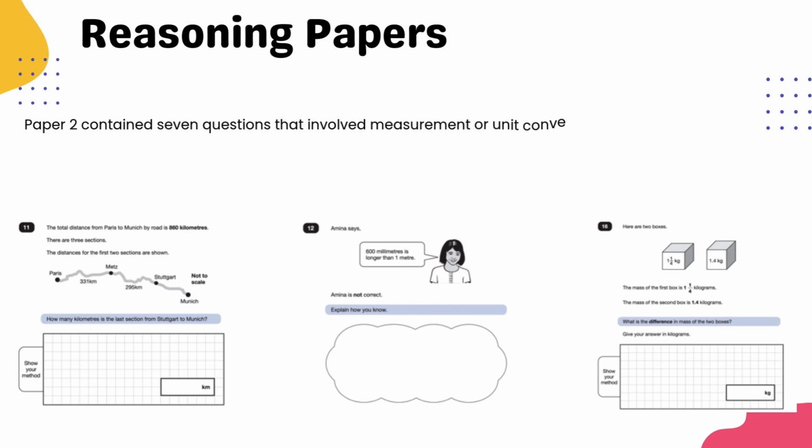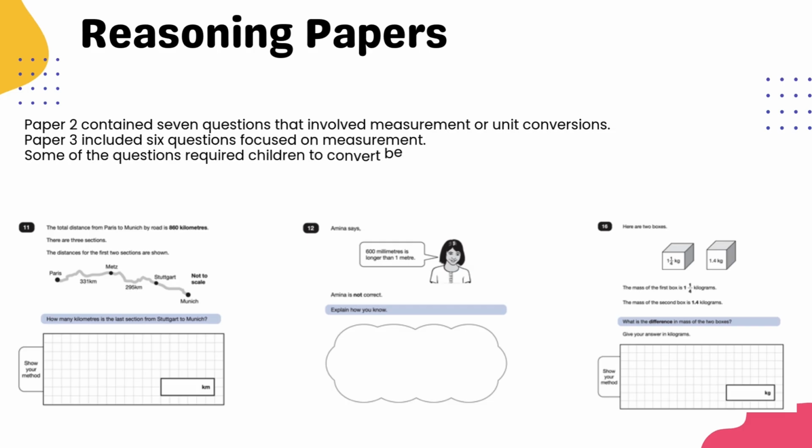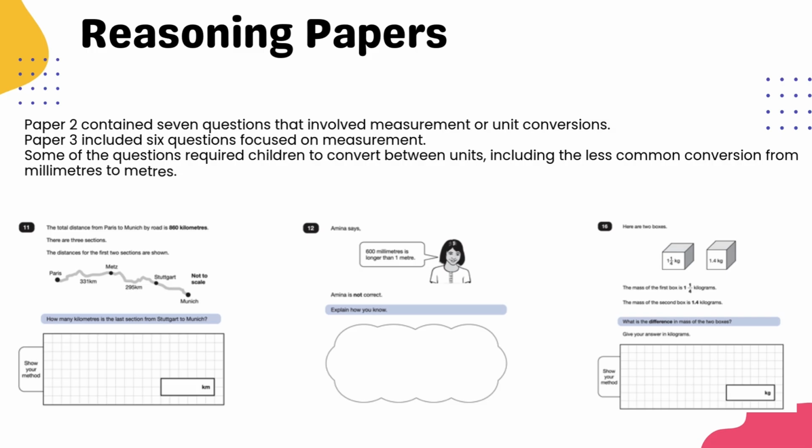And paper 2 contains 7 questions that involve measurement or unit conversions. Paper 3 included 6 questions focused on measurement. Some of the questions required children to convert between units, including the less common conversion from millimeters to meters. So last year, there were a lot of questions about measurement, okay? Either weight, distance, okay, and converting.